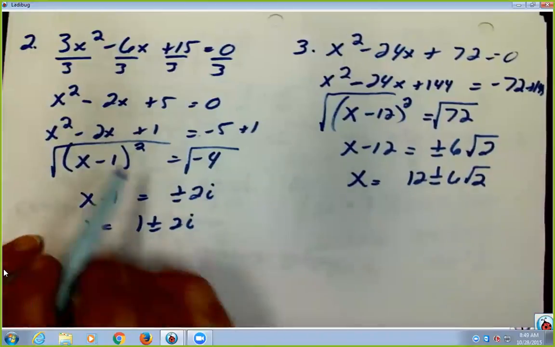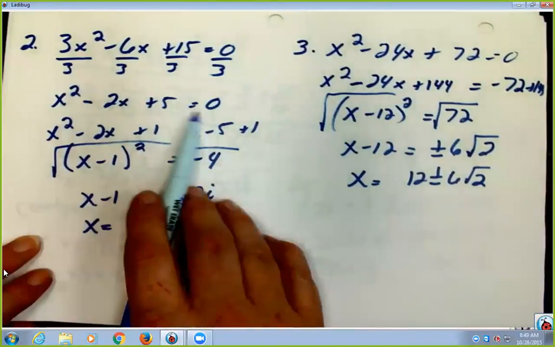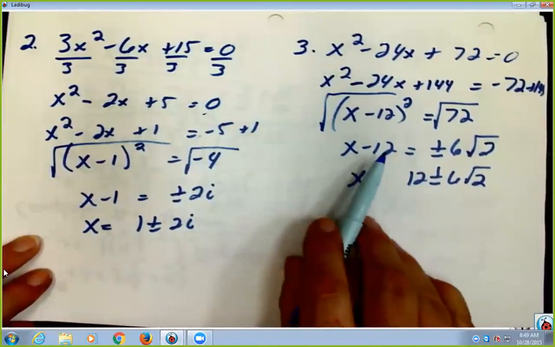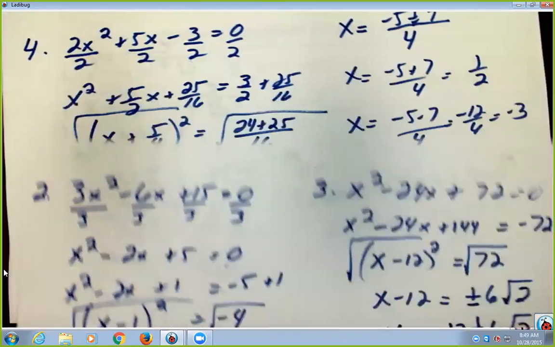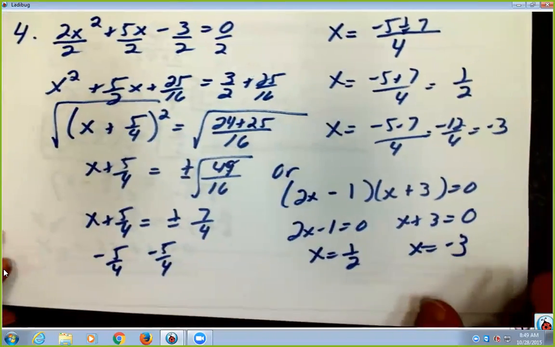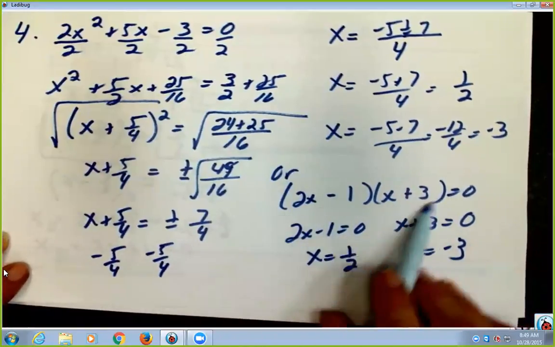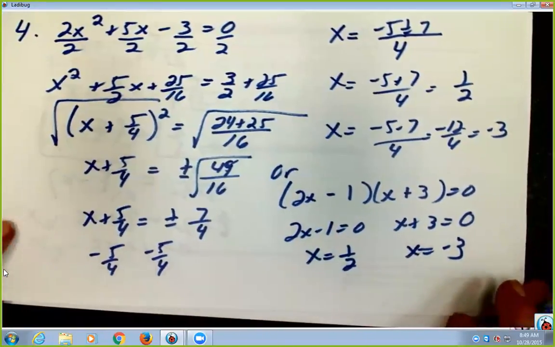Number 2 is another fractional one where you have to divide by 3. I think we did this one though in the assignment, or in the examples. And then here's 4 worked out, and that's one we just did. So notice it was factored down here so that we can see it that way too.